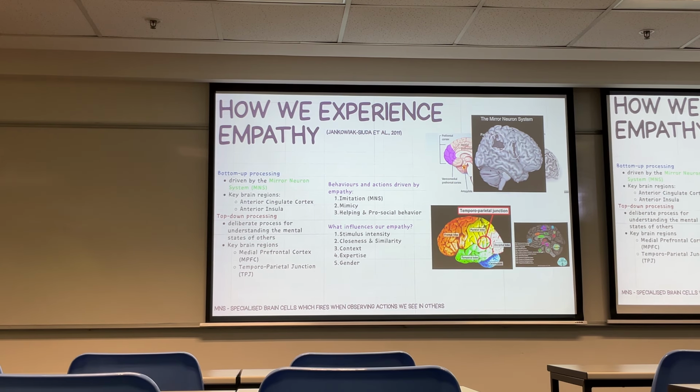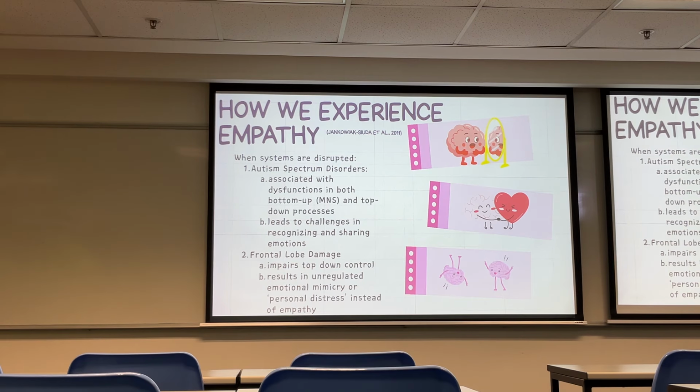Lastly, gender, where women generally show stronger neurobiological and behavioral empathy, possibly linked to neuroanatomical differences in the MNS, and men's empathic responses are more strongly modulated by social factors like perceived fairness. They may even feel reward when an unfair person is punished. When these systems are disrupted, in autism it can lead to challenges in recognizing and sharing emotions. In frontal lobe damage, it results in unregulated emotional mimicry or personal distress instead of empathy.